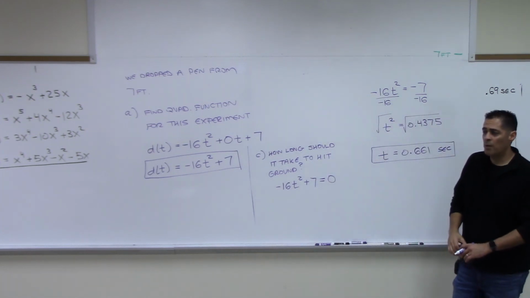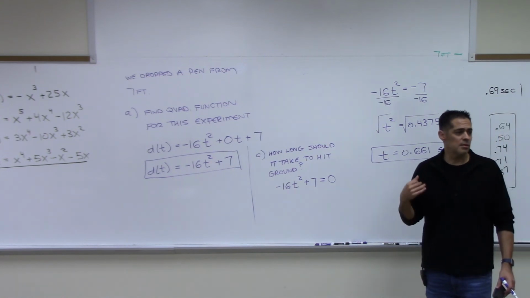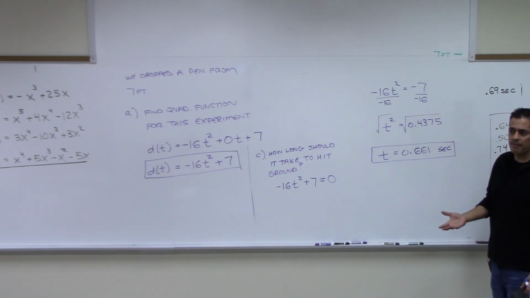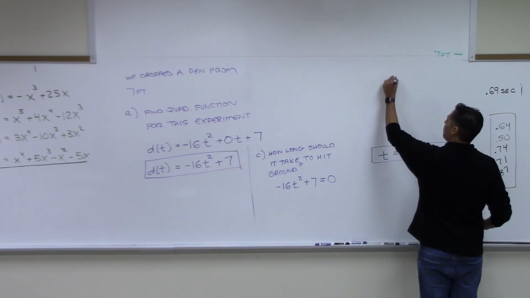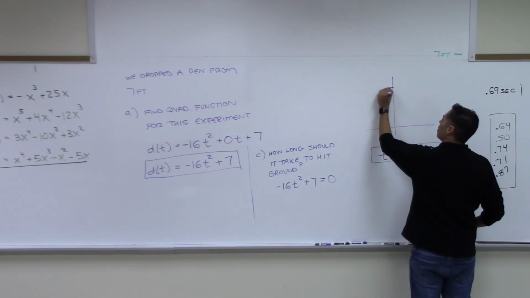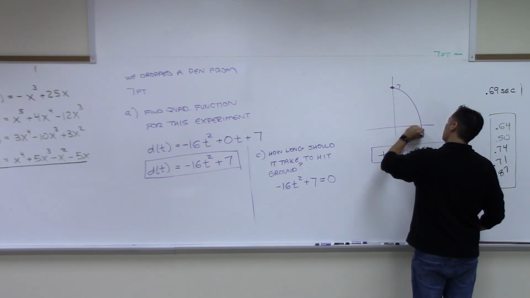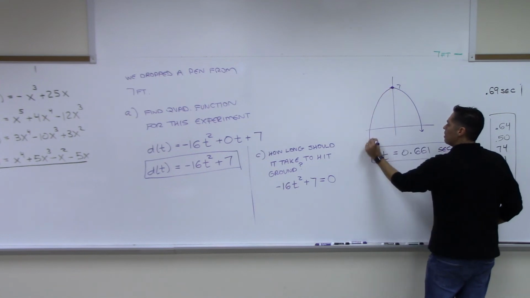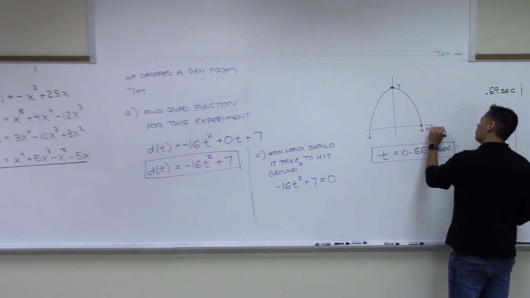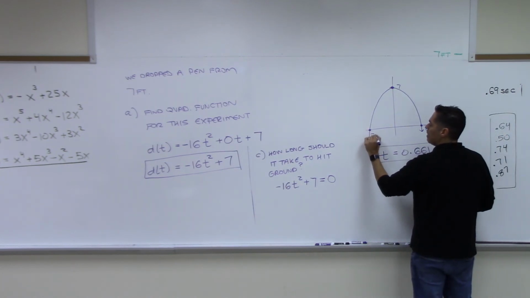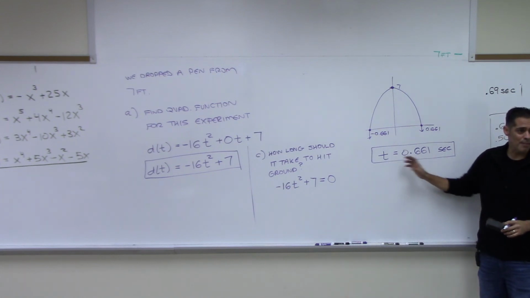You could do a quick sketch. You could find the x-intercepts. You could find the y-intercept, and you could draw it, right? Now, I'm not going to go through the whole process. I'm just going to show you what it would have looked like. Had we drawn this, here's 7. The parabola would have gone like this and like this. And it would have hit here at 0.661. And this would have been negative 0.661, because when you take the square root, you're supposed to do plus or minus.